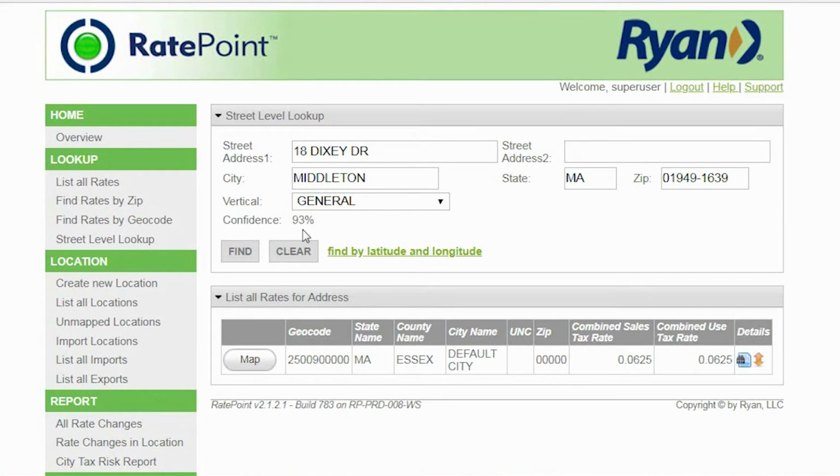The confidence level of 93% suggests that the Pitney Bowes algorithm for cleansing the address data had to fill in some of the missing data elements, so it was just shy of 100. You can calibrate the system to avoid returning a rate when the confidence level drops below your user-defined preference. And those are the different methodologies that users can engage in to find different rates and information in the RatePoint system.